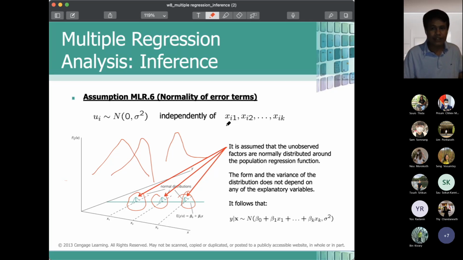All right. So again, we assume that the unobserved factors, the other independent variables that are not included in your model, are normally distributed around the population regression function. It is around the mean. So the form and the variance of the distribution do not depend on any of the explanatory variables. As you can see here, we want to make sure that the distribution is not conditional on any x.